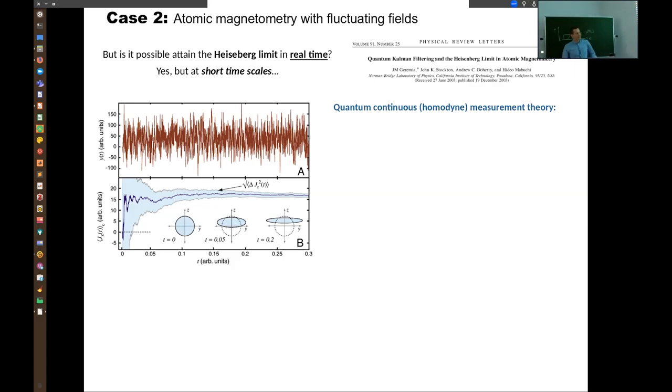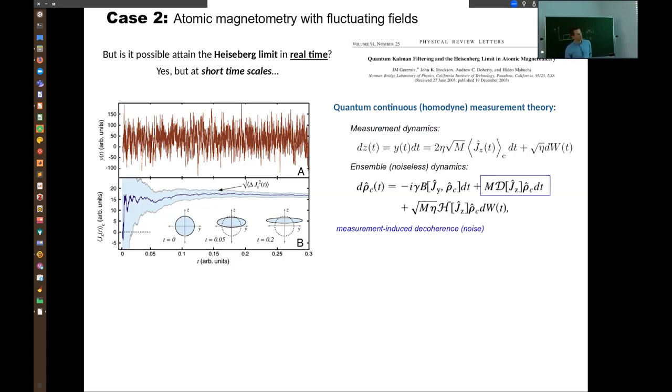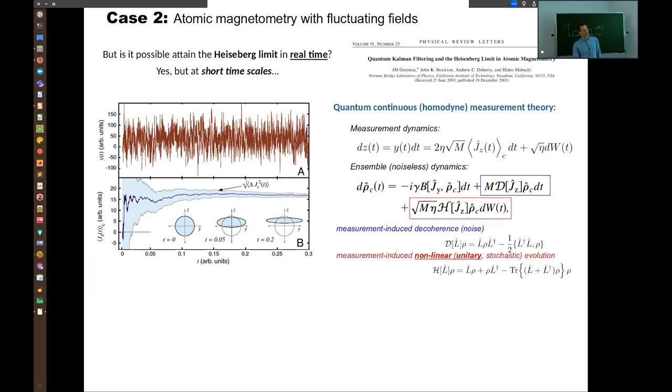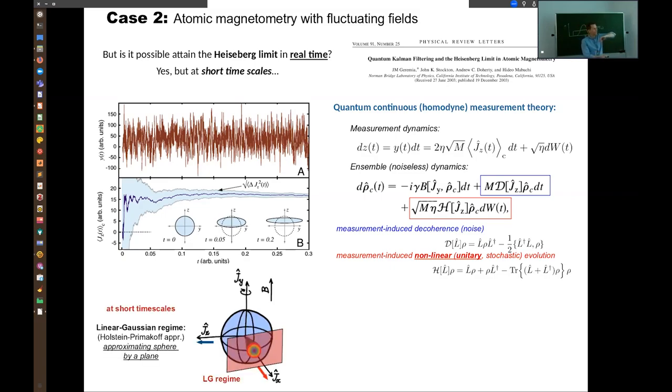And this is another framework, homodyne-type continuous measurements. So just to show you, you have again a stochastic quantum model where, due to the measurement, you're measuring JZ, which induces extra decoherence because you measure in some direction, but there's this important nonlinear term, which would lead to a pure-state Schrödinger-type stochastic equation. And this is the one responsible for the variance being squeezed.